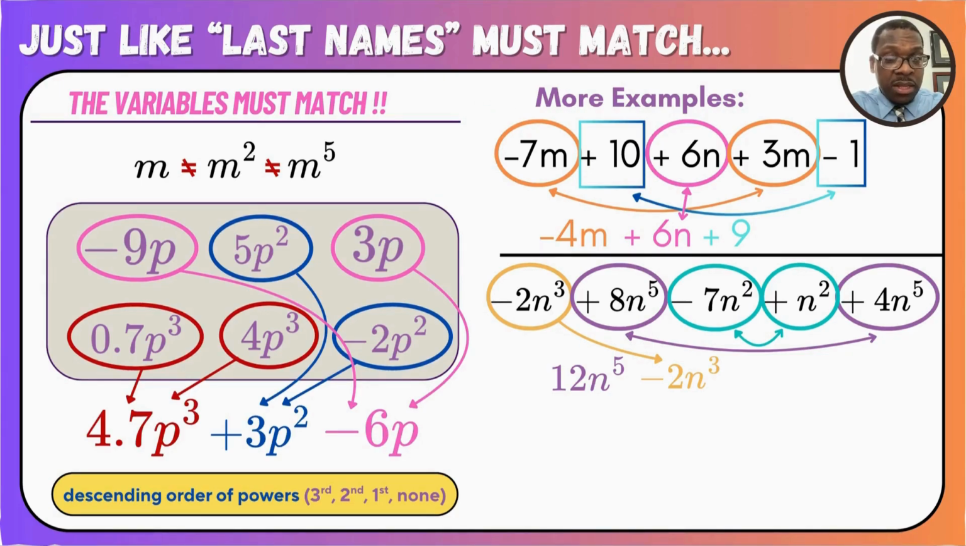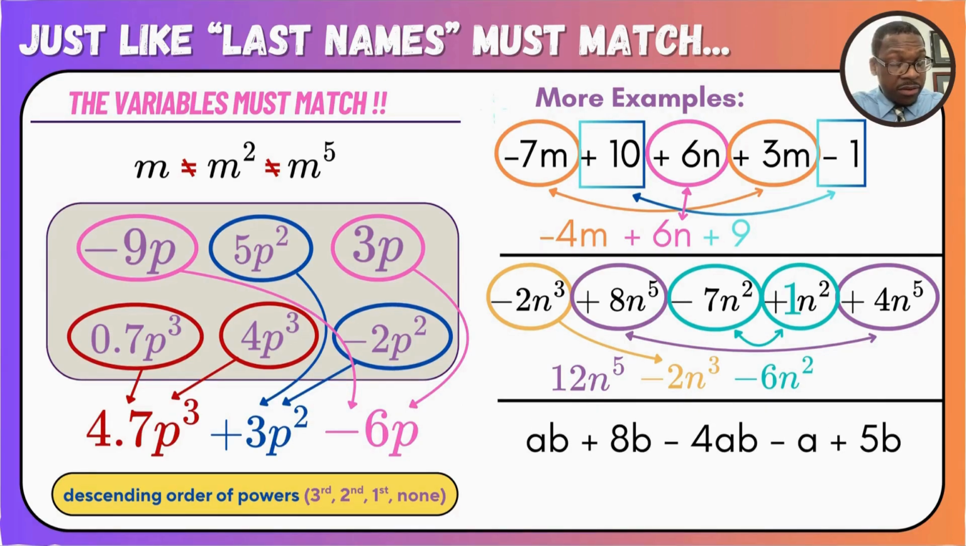Now, please don't forget this step. There's a 1 in front of n squared. Okay, there's a number 1 in front. So when you combine those, negative 7 combined with positive 1, you should get negative 6n to the second. All right, our last example.